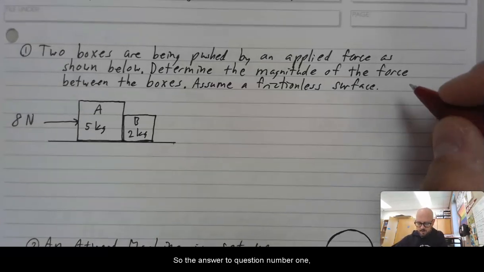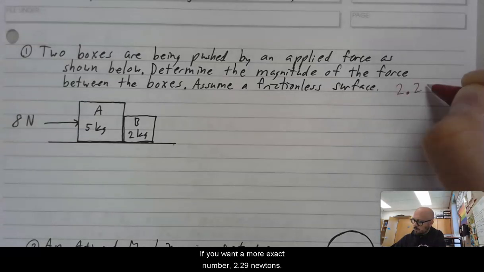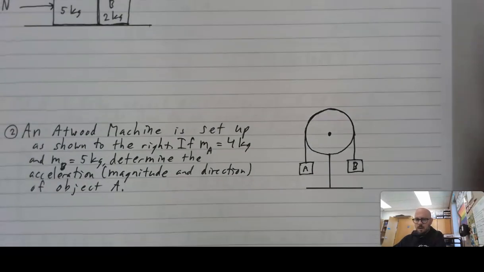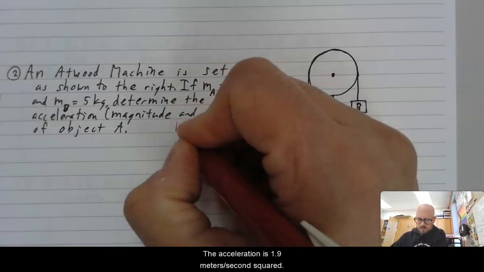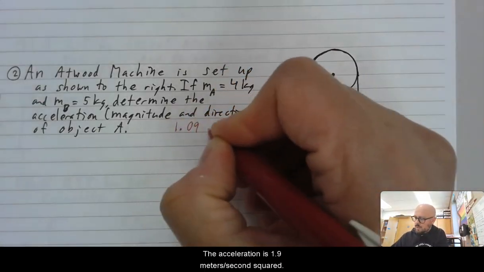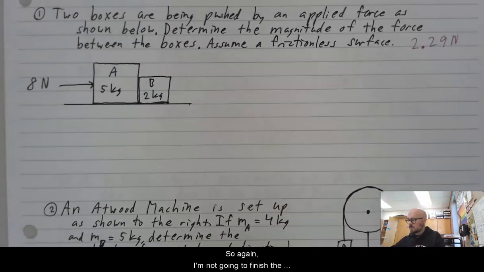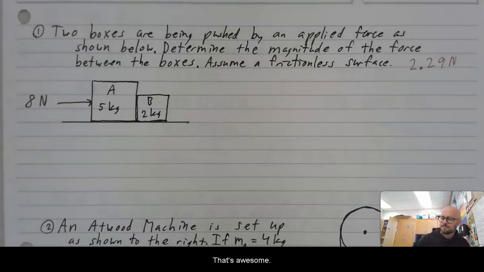So the answer to question number 1 is it rounds to 2.3 newtons. If you want a more exact number, 2.29 newtons. And then the second problem, you're looking for the acceleration. The acceleration is 1.09 meters per second squared. So again, I'm not going to finish the problems. If you wanted to finish them to make sure you can get the answer, that's awesome.